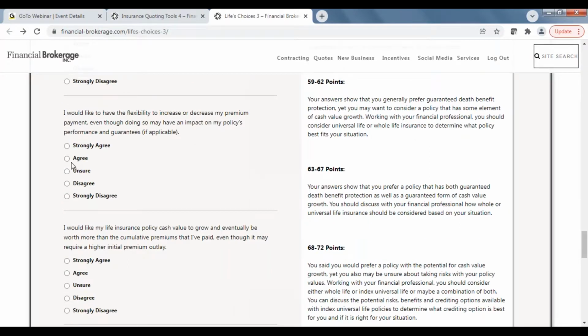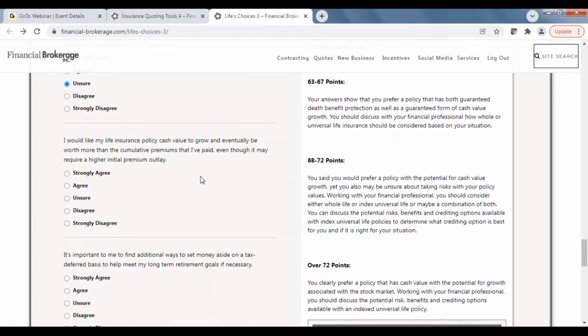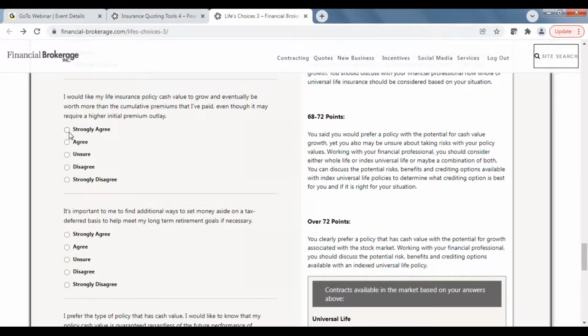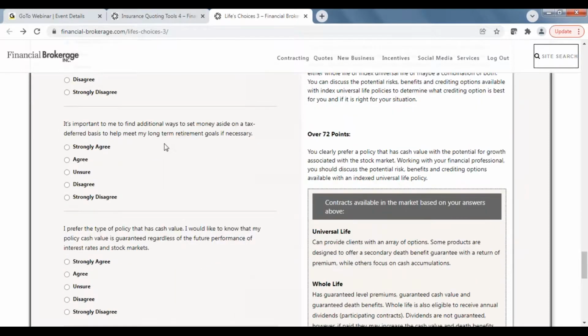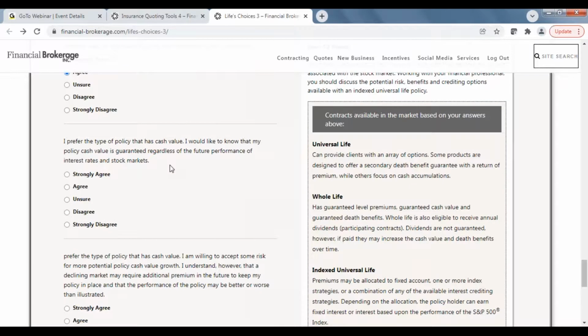I would like the flexibility to increase or decrease. Let's say this person isn't sure. I'd like cash value to grow and be worth more than the premiums I've paid. Let's say the client wants that. They want to set aside money on a tax-deferred basis for retirement. Let's say they also want to do that.